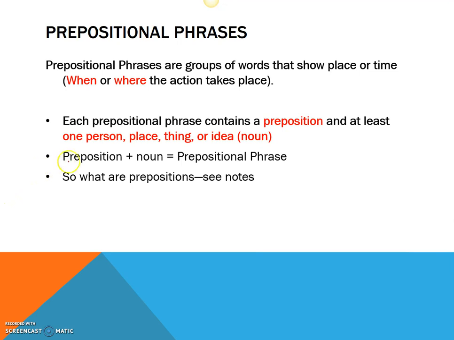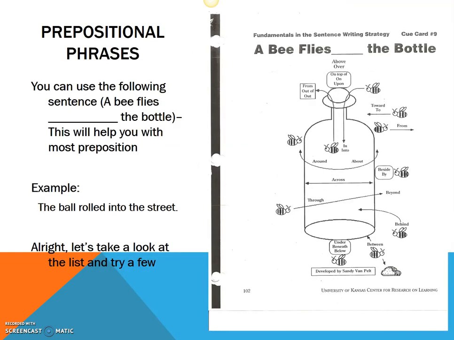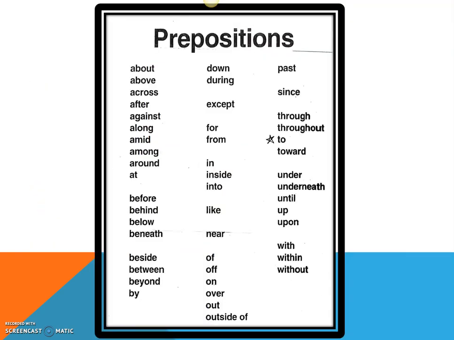So it's always going to start with a preposition and it's always going to end with a noun. So here you go, math people. Here's the formula. Preposition plus noun equals prepositional phrase. So what are prepositions? Here we go. Here is a list of all the prepositions. Unlike infinitive, which is always the word "to" plus an action word, with prepositions you have to be a little careful because there is a longer list.